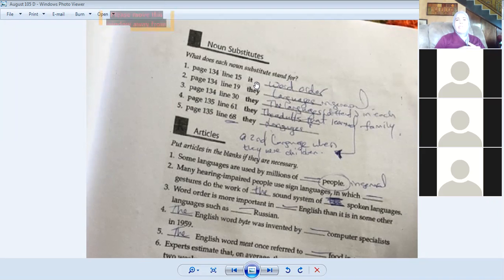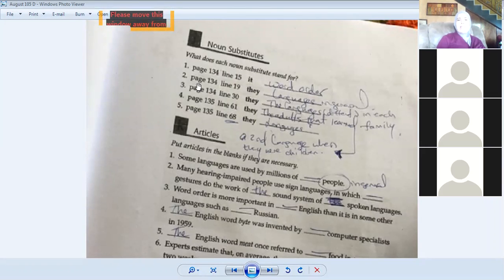So page 134, line 15. Let's go to that, okay? 134, if you have the book, open up your books. 134, line 15. Look what it says. Word order is more important in English than it is in some other languages such as Russian. So it here refers to what? It refers to word order. We're talking about word order, and instead of using word order again, we used it.